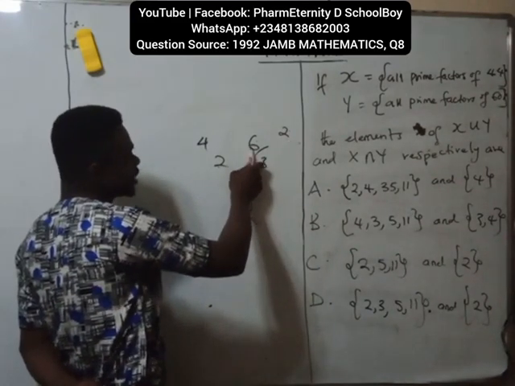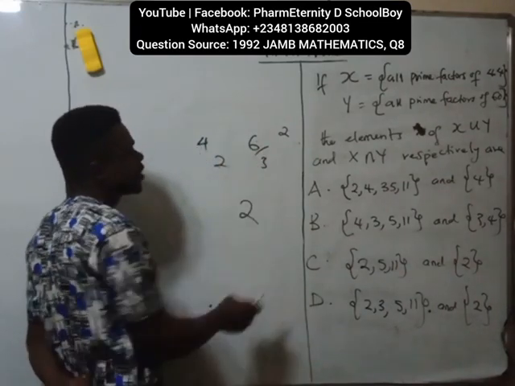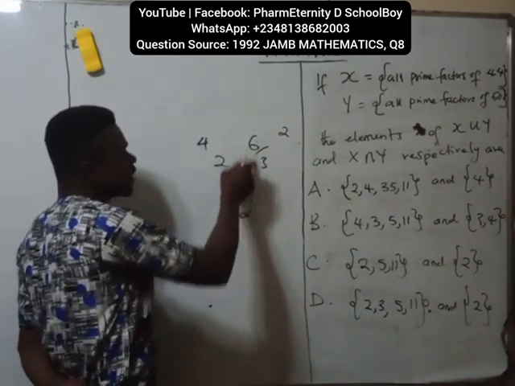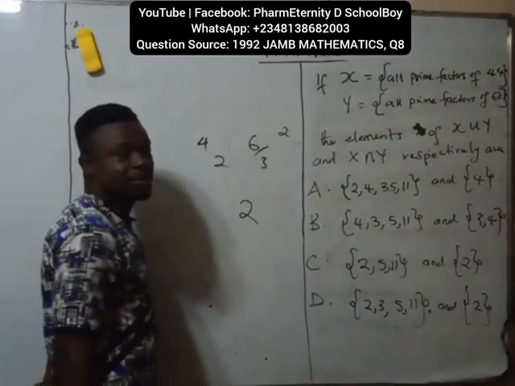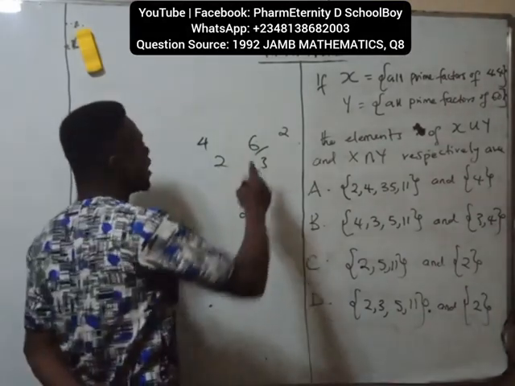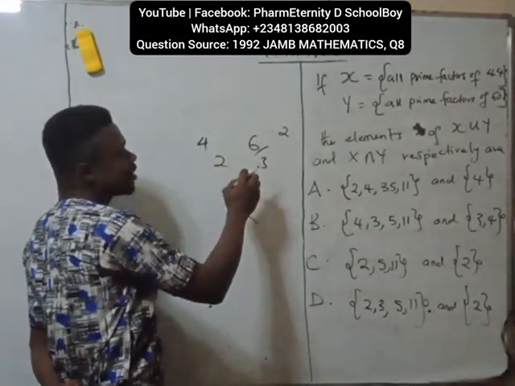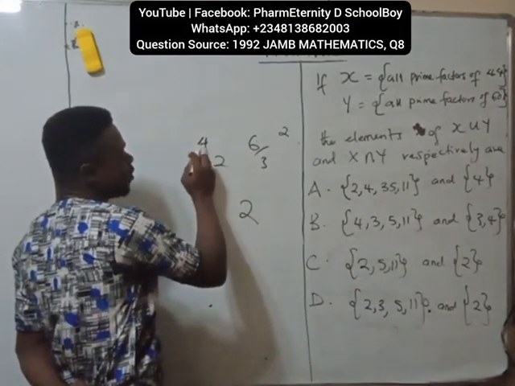But 4 is not a factor of 6, because if 4 divides 6, there will be a remainder. You start getting 1 remainder. So 4 is not a factor of 6. Neither is 6 a multiple of 4.